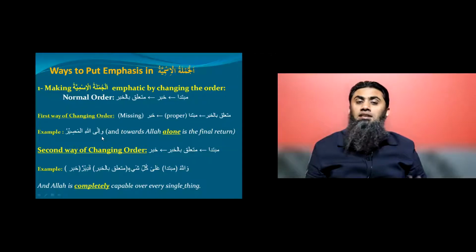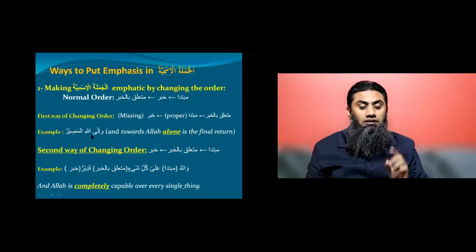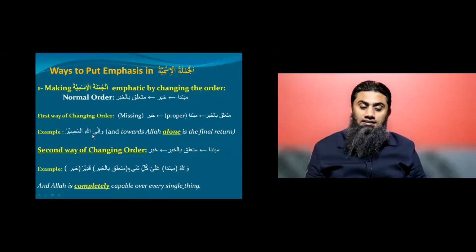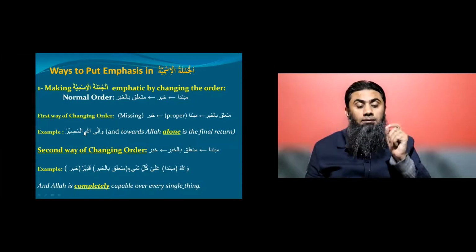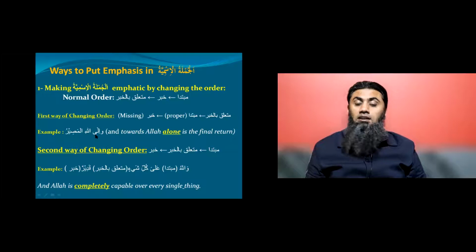This waw just means and. Don't worry about the waw. Ilallahil masir. Ila is a preposition, and that's why Allahi is in jar status. So ila and Allahi together, ilallahi, is a prepositional phrase or murakkab jari, and this will serve the purpose of the muta'alliq bil khabar. So muta'alliq bil khabar has come in the start.